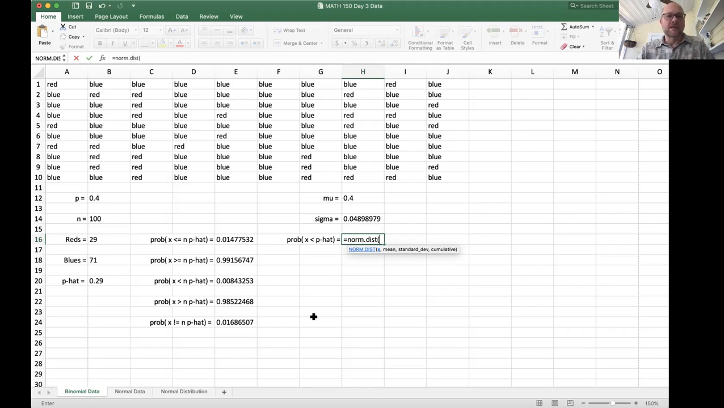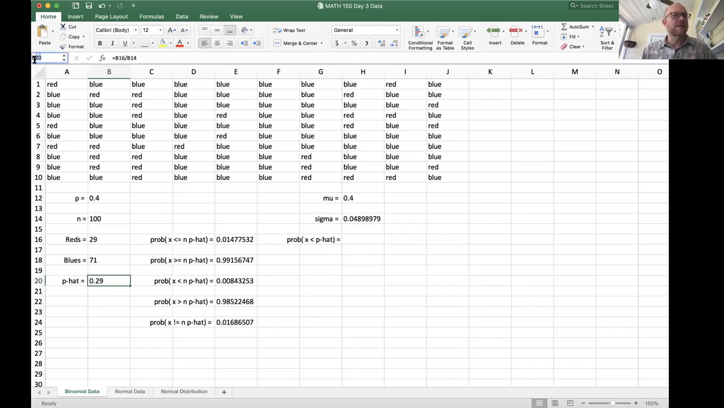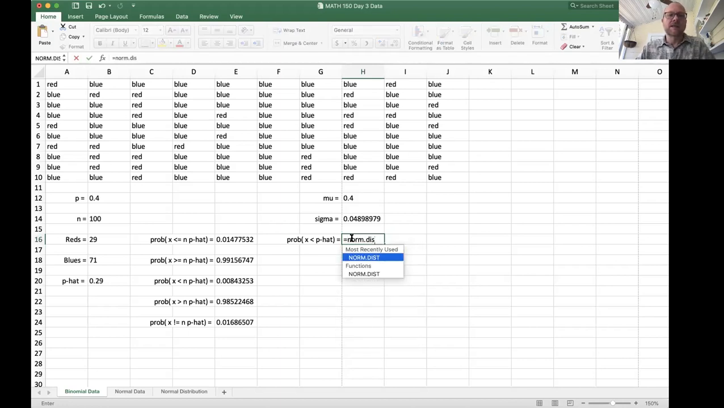But we're going to get the normal distribution. Yeah, actually, you know what? I'm going to hit escape. I'm going to come over here to the p hat, and I'm going to name it. I can't really use the dash in it, so I'm going to type p hat.